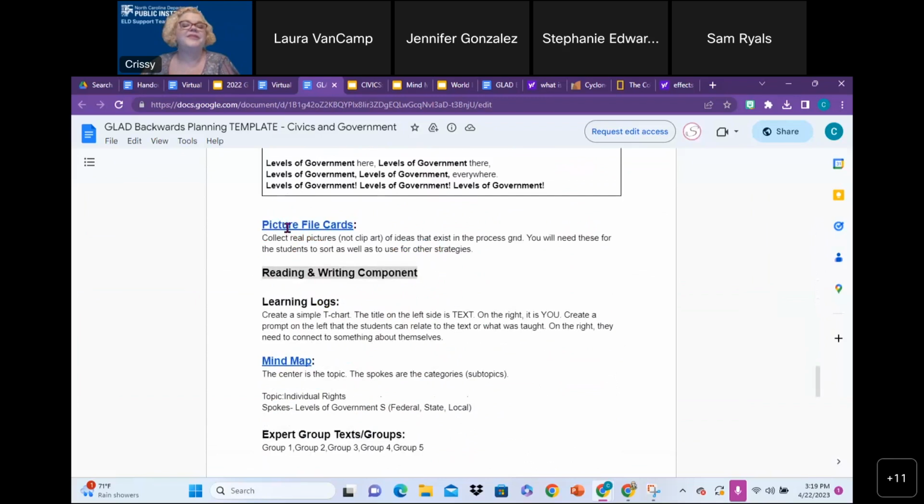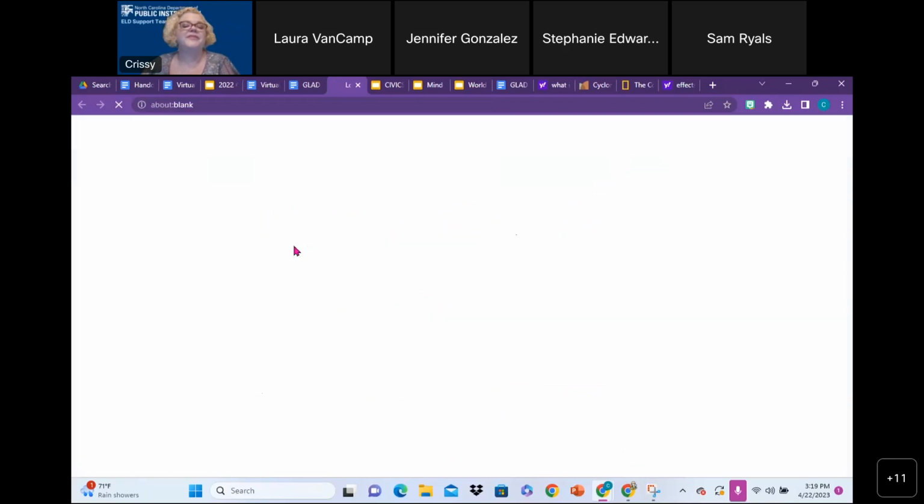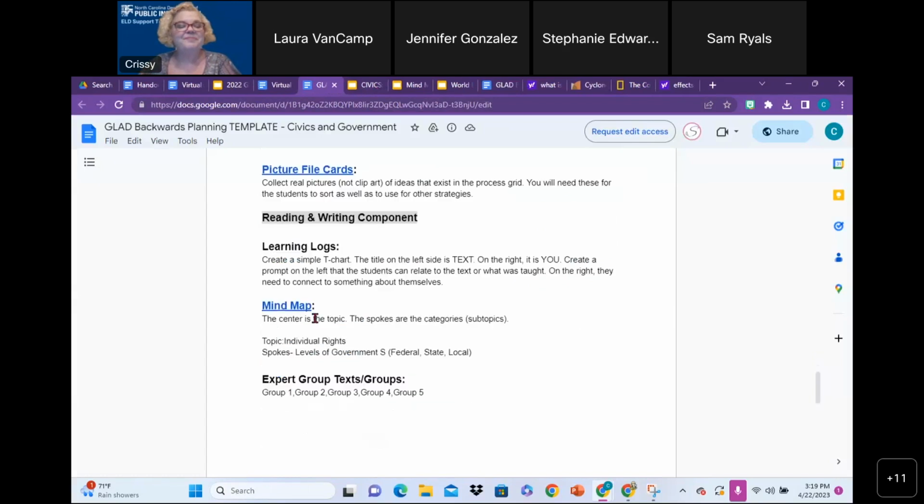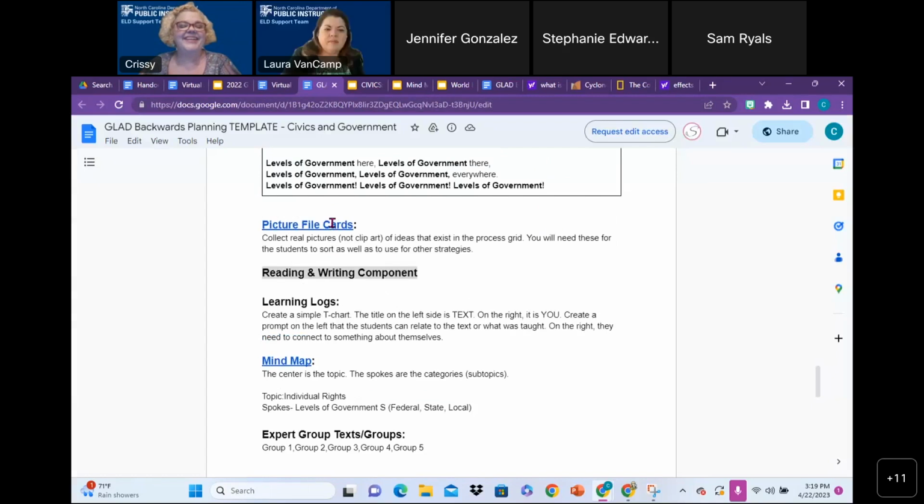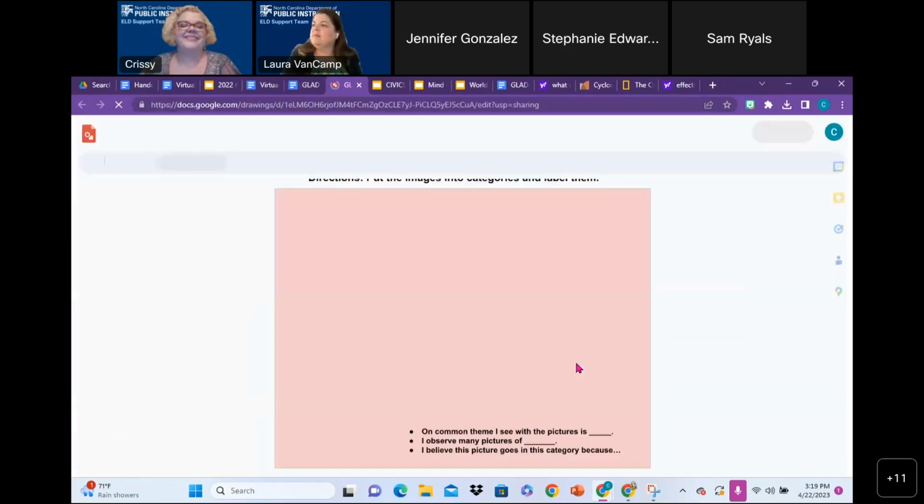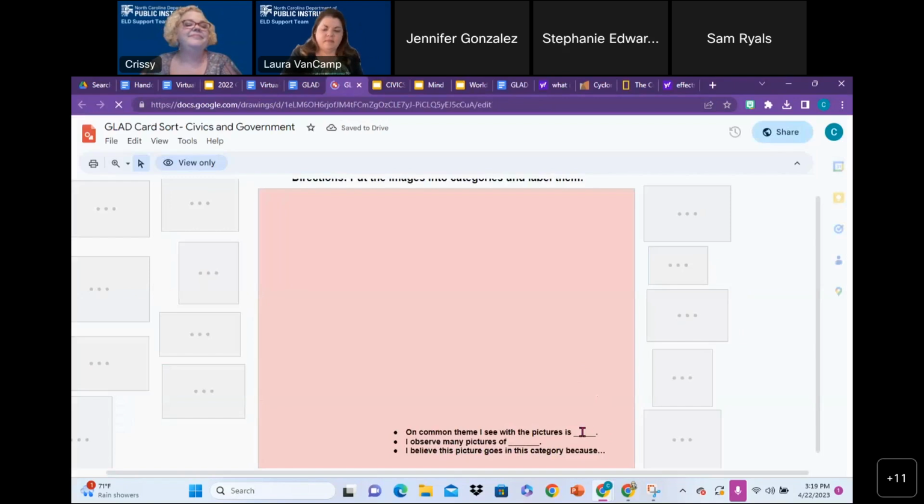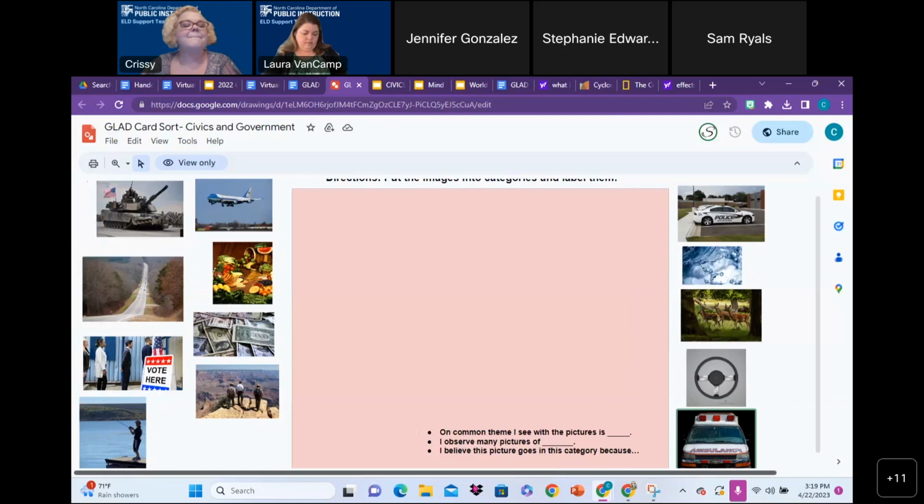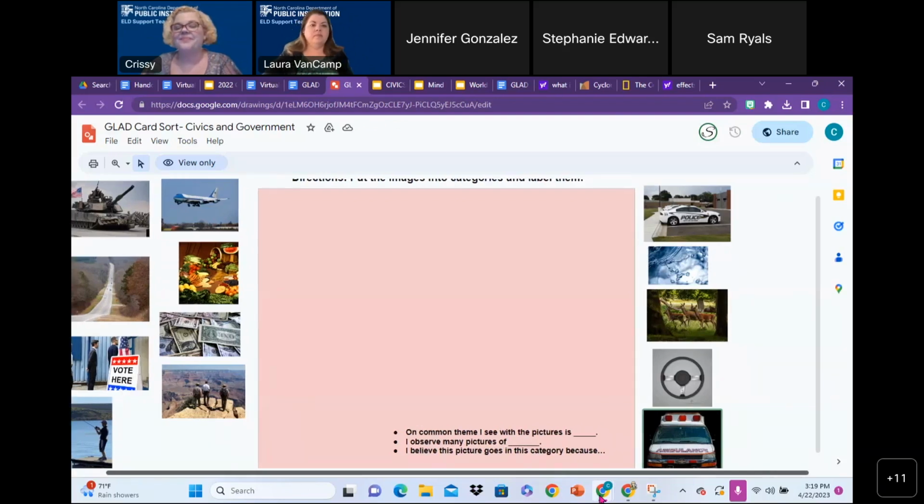And I had picture file cards where they could sort based on their rights. Oh, sorry, I didn't give you access. I apologize. No worries. I'll go back and do that real quick. Okay. Got it pulled up. Okay, you should be able to see it now. There we go. And they kind of sort what they do, what they regulate, their protection of individual rights.